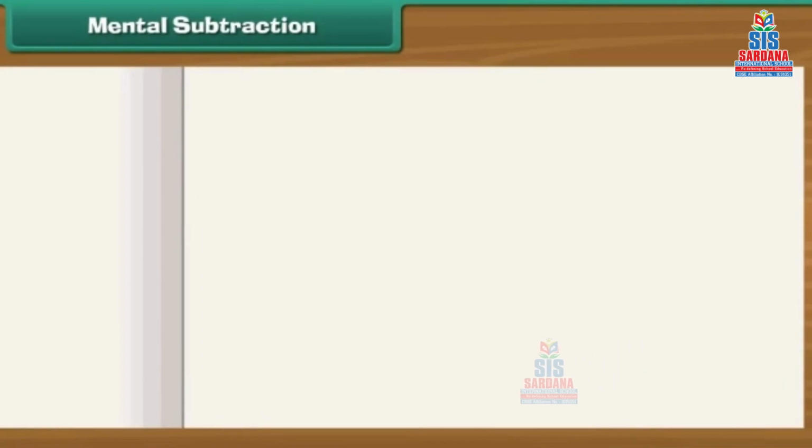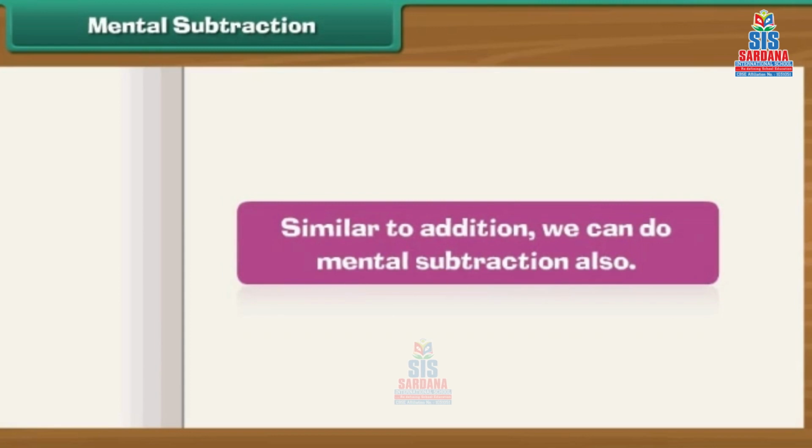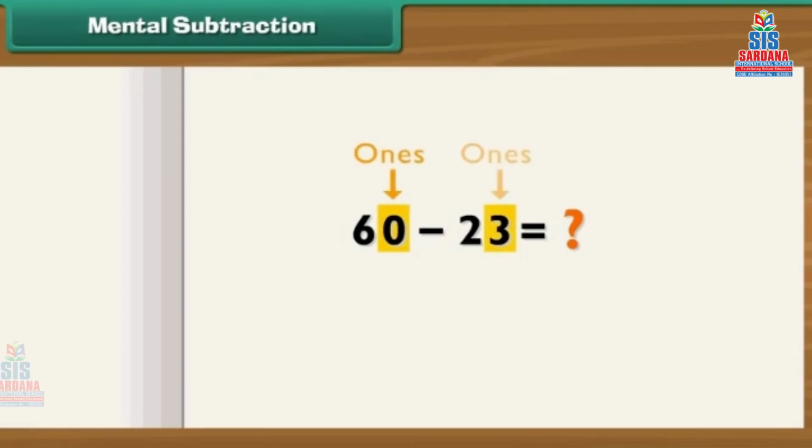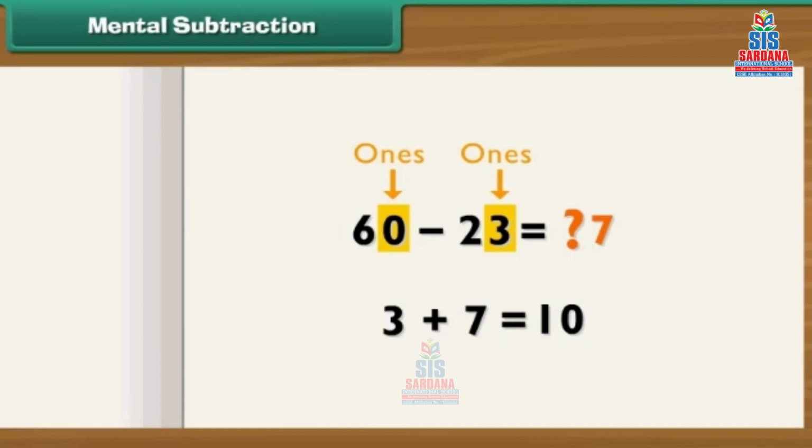Mental subtraction. Similar to addition, we can do mental subtraction also. In addition, we are given two numbers and we have to find their sum. But in subtraction, we are given the sum and we have to find one of the numbers. The ones place of 60 is 0 and ones place of one of the numbers is 3. So we have to find what should be added to 3 to make it 10. 7 is to be added to 3 to make the sum 10. Thus, the ones place of the second number is 7.